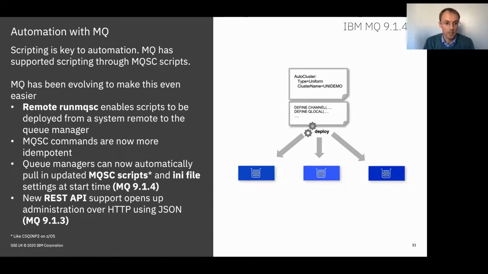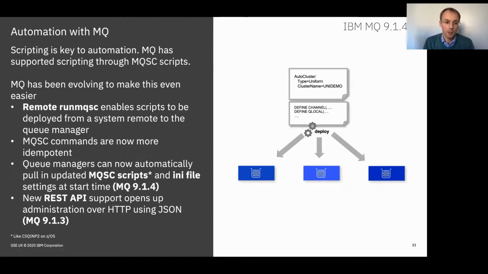We've also been making some enhancements to some of the MQSC commands to make them more idempotent. By that, we mean that you can run the command multiple times in quick succession, and the result is the same as if you run that command just once. This means it's much easier for you to repeatedly run the same scripts to get to a known state rather than having to delete objects before you can redefine them again or so forth.